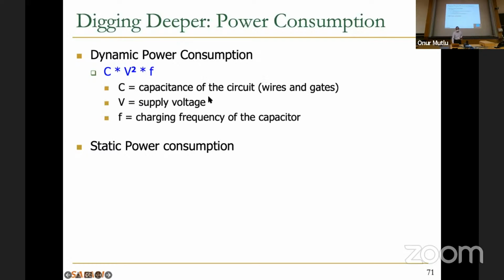C is the capacitance of the circuit. It could be a logic gate. It could be the entire processor that is being turned on and off. It depends on the granularity of the analysis, basically.